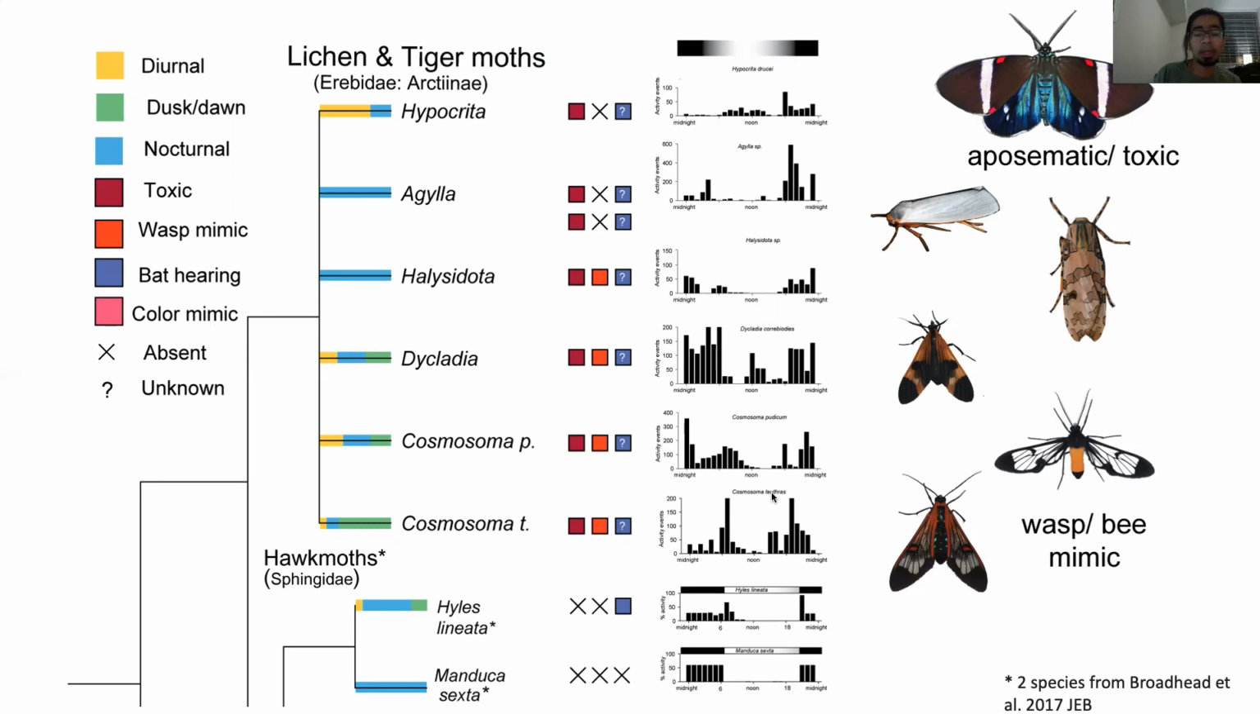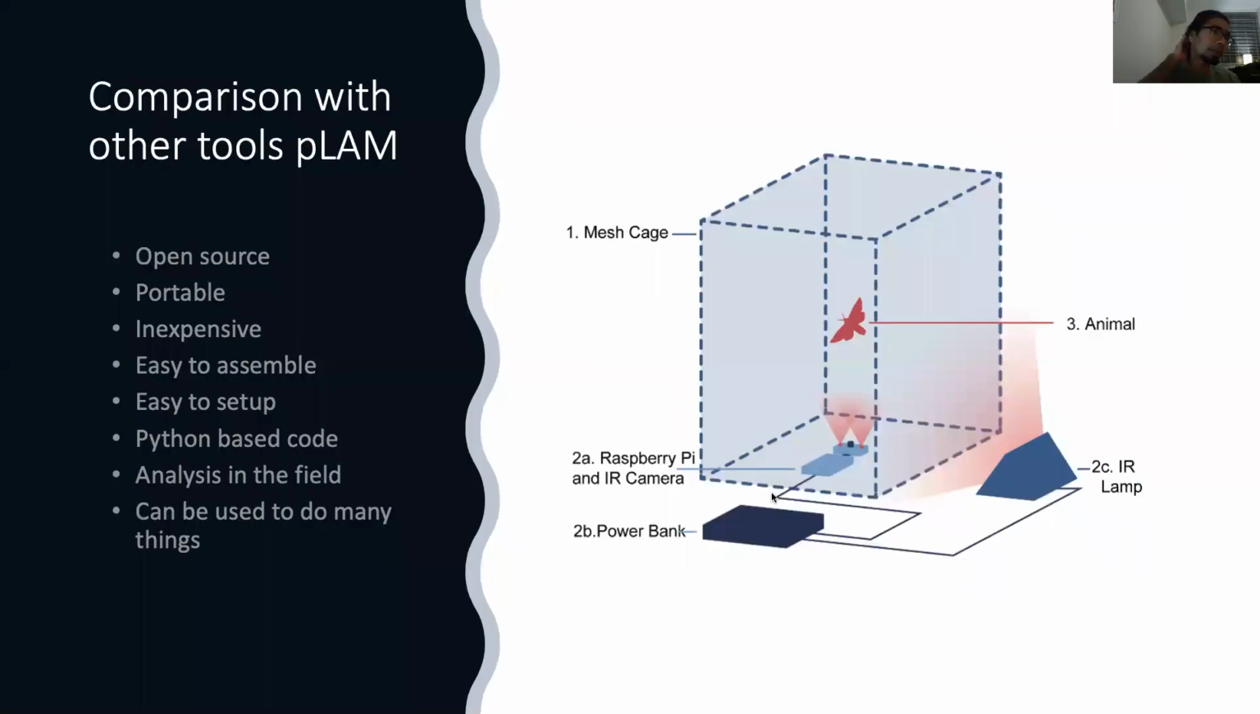To summarize, we built this device to be open source, portable, and inexpensive. It costs only about $100 to $120 to build one of these devices. We wanted it to be easy to assemble, rebuild, and work within the field. All the code is Python based, and we set it up so that you can even do all the analysis on the computer in the field.